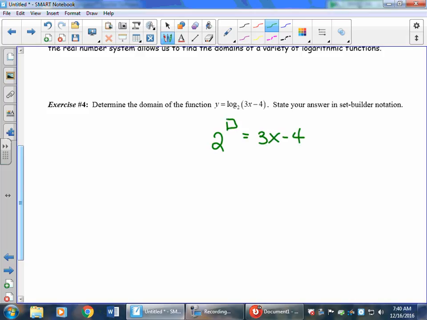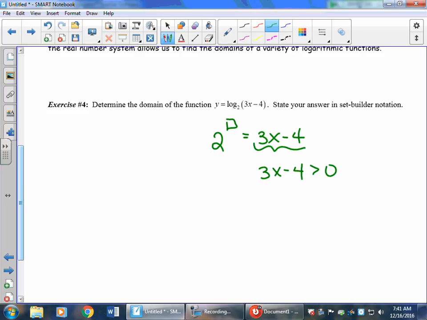I always translate things. It makes it easier for me. So we know that 3x minus 4 has to be greater than 0. That's the information that's helpful to us. It can't be 0, because nothing raised to any power is going to give you 0. So it can't be 0, and it can't be negative.